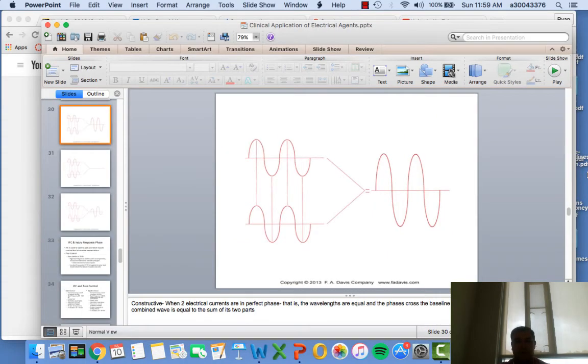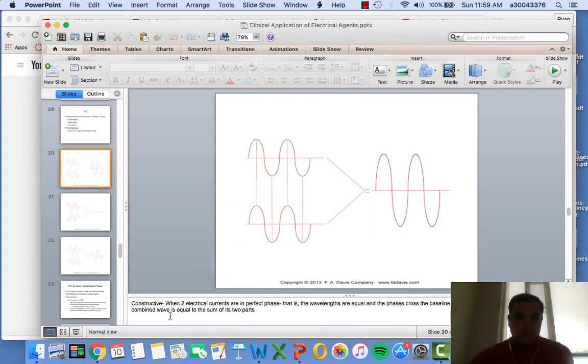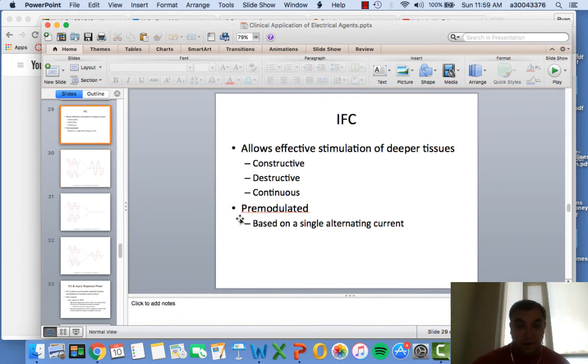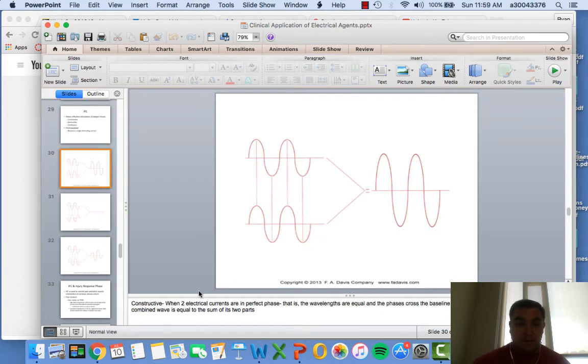Nice. So if you look here, I put in notes at the bottom. This is constructive interference: when two electrical currents are in perfect phase, that is, the wavelengths are equal, as you can tell here, and the phases cross the baseline at the same point, which they do, and you can see these lines indicating that. The amplitude of the combined wave is equal to the sum of the two parts. So this and this equal that. Below the baseline equals this, back to above and below.